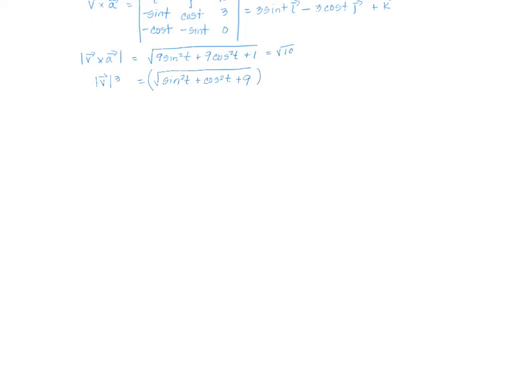So that would be the square root of 10 cubed. Putting this all together, my curvature will be the square root of 10 over the square root of 10 cubed. So when we simplify this or reduce this, it's simply 1 over 10. And that would be the curvature of this helix.